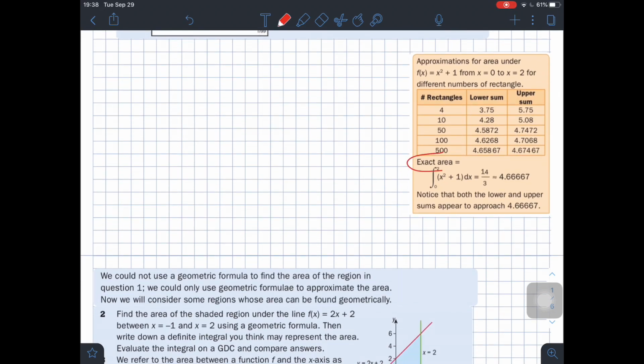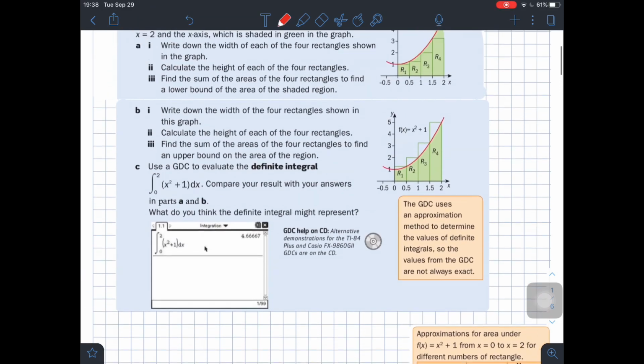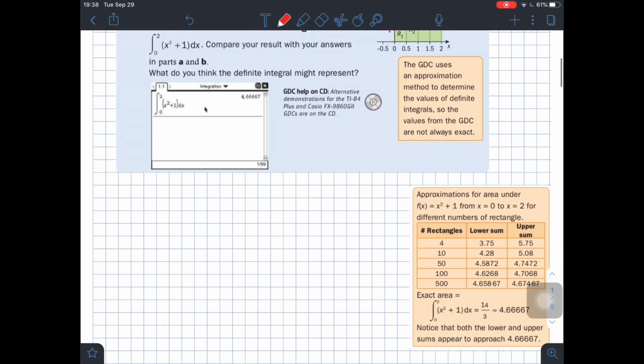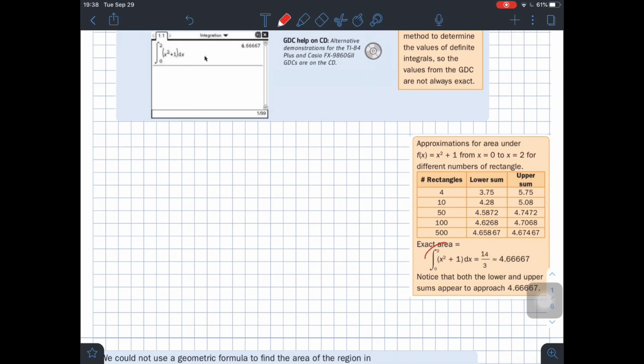So in order to find the exact area, we can use integrals, right? If we find this definite integral, we're going to get the value of the exact area. But how do we do that? Well, we need to apply the concept of definite integral, okay? And that's what I'm going to show you right now in the calculator. So we're going to replicate what we have here in order to find the definite integral, okay?